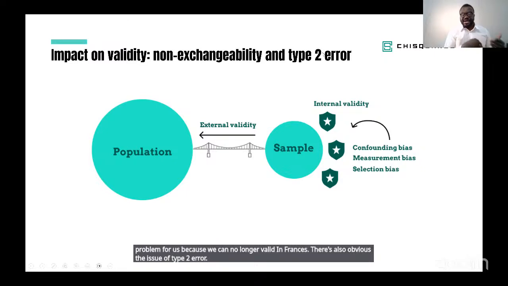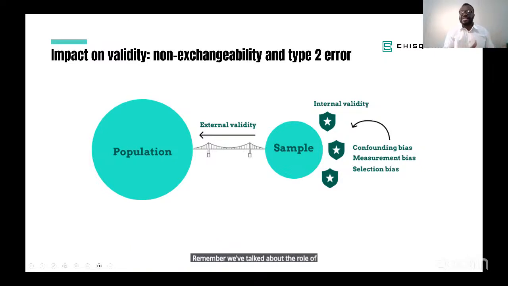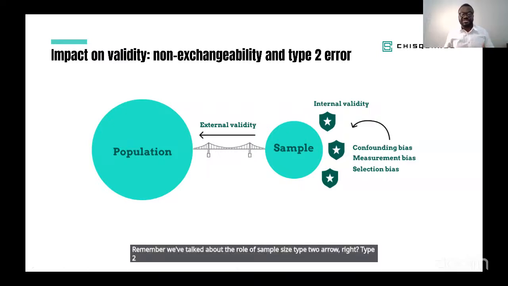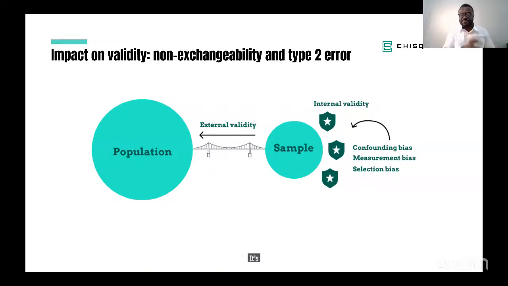Remember, we've talked about the role of sample size in type 2 error, right? Type 2 error simply means that you have false negatives. The results were not significant in your study just because you had a very small sample size. It should be very obvious how missingness will result in type 2 error.